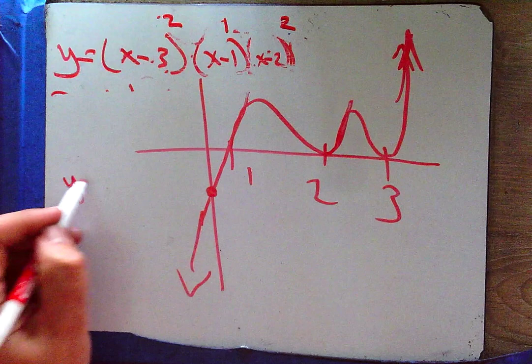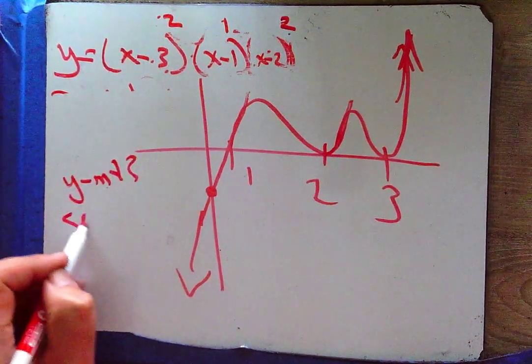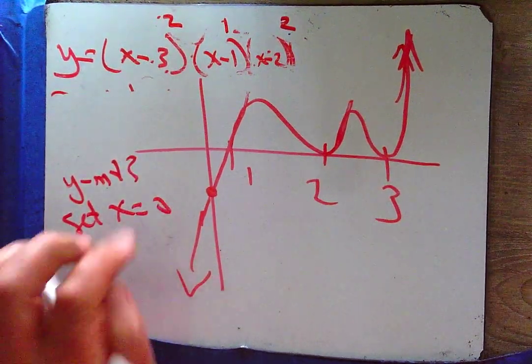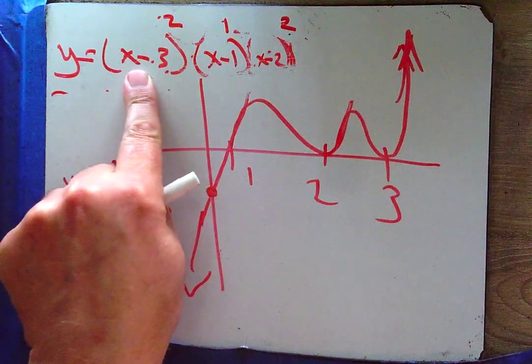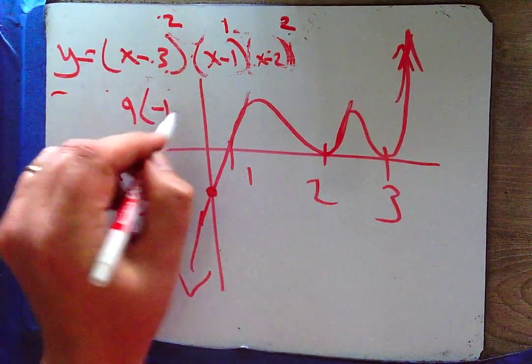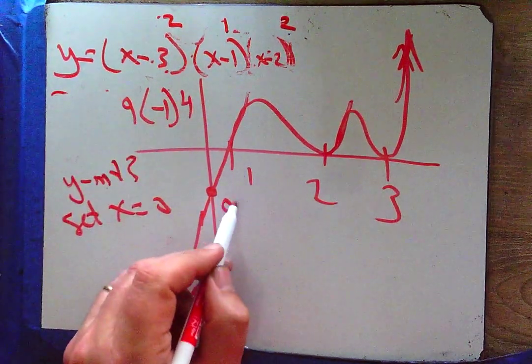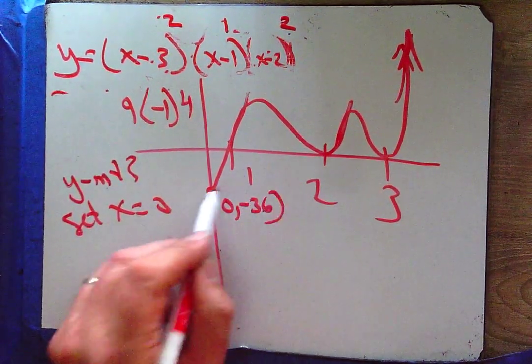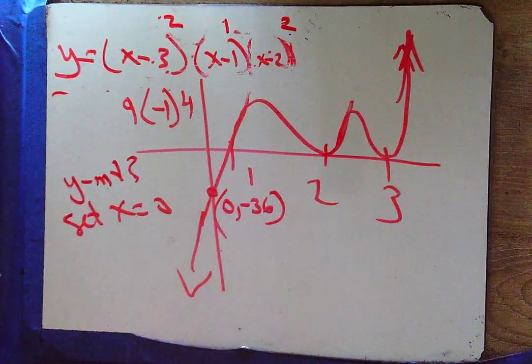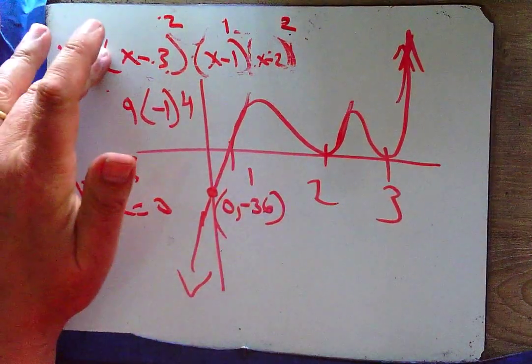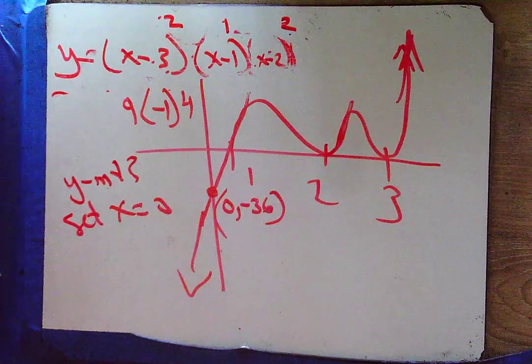How do I find a y-intercept? Set x equal to 0. So I get negative 3 squared, or 9, times negative 1, and negative 2 squared is 4. So that's going to be 0, negative 36. And there's the graph of my polynomial. From factored form, it goes pretty fast.